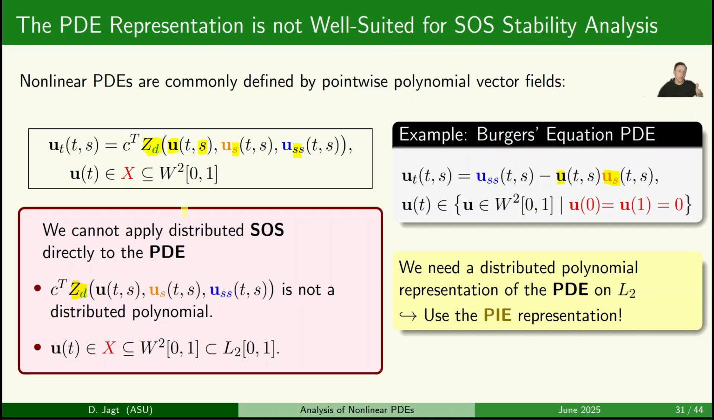In addition, the state u in the PDE representation at each time t exists in this subspace X, and this subspace X, constrained by these boundary conditions, is a proper subspace of L2, the space of square integrable functions. So our distributed polynomials, of course, were defined on L2.